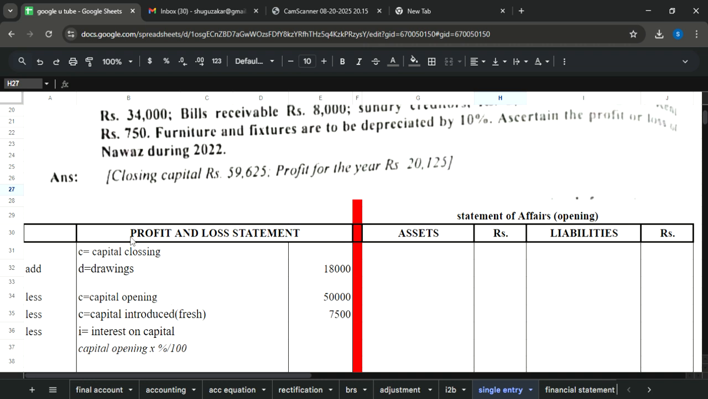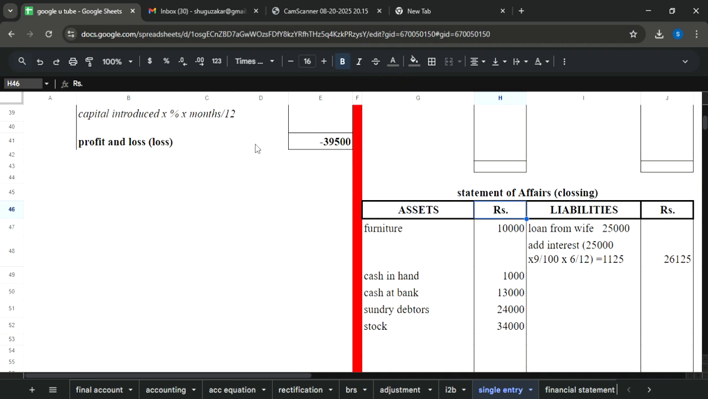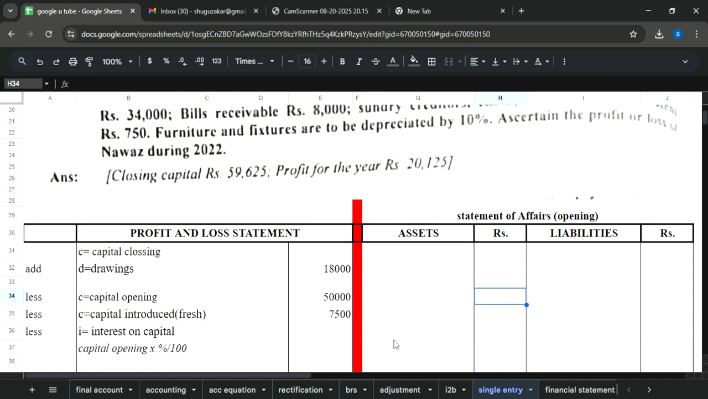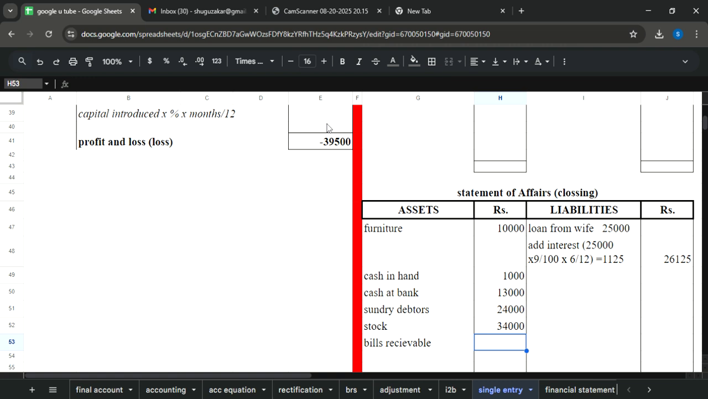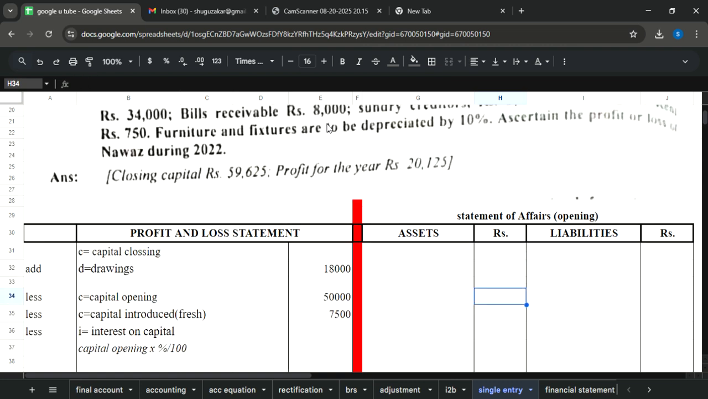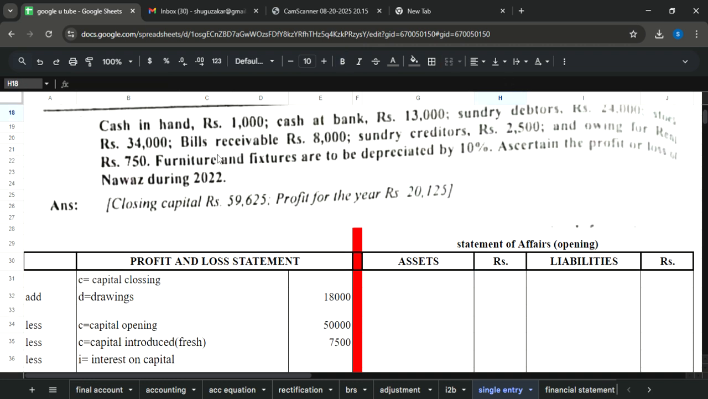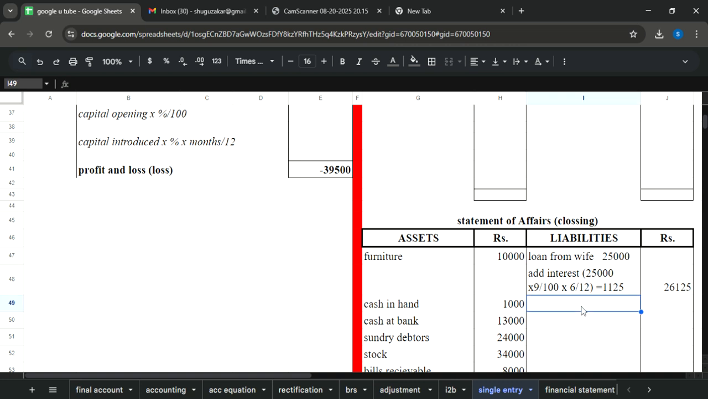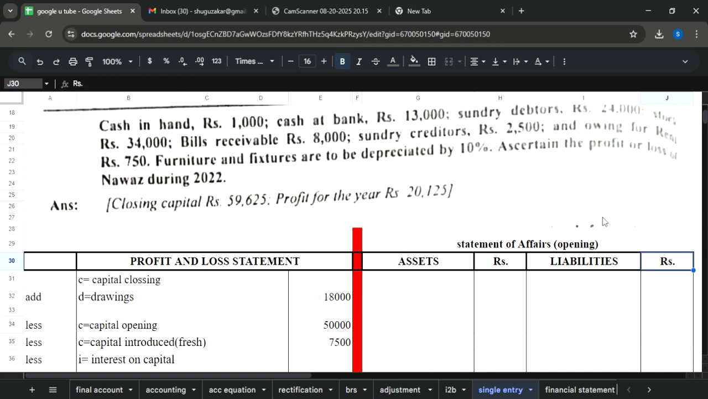After stock we have bill receivable. Again it is a current asset, so you will mention bill receivable. The amount of bill receivable is 8,000. So put 8,000. And after bill receivable we have sundry creditors. Look, this was your bill receivable 8,000, and sundry creditors is a liability. So you will go to the closing liability side and post the amount of sundry creditors, 2,500.